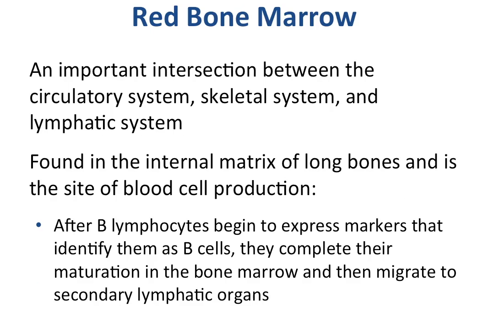Red bone marrow is important. This is the organ that makes the immune cells. So that's an important intersection between the circulatory system, skeletal system, and the lymphatic system. The red bone marrow actually is in the internal matrix of long bone. Red bone marrow can make the B cells and T cells.